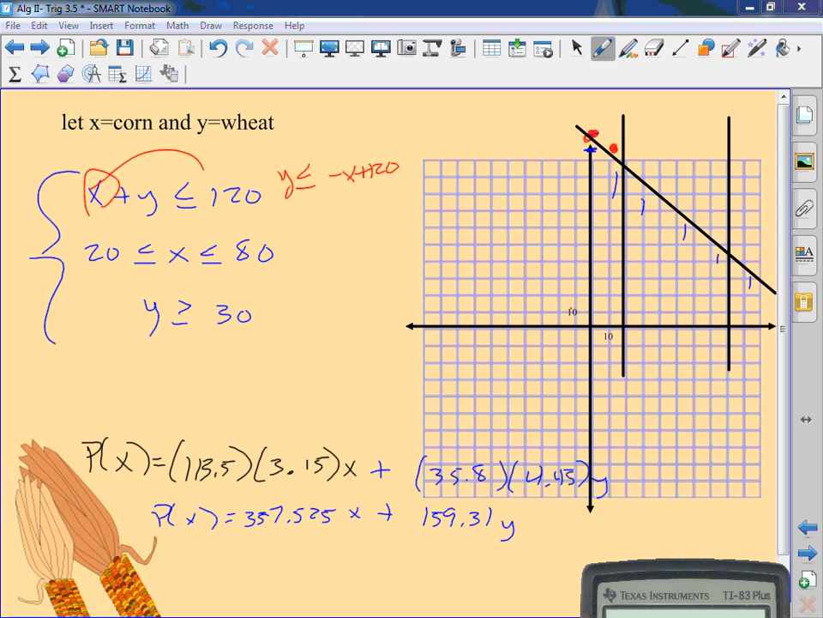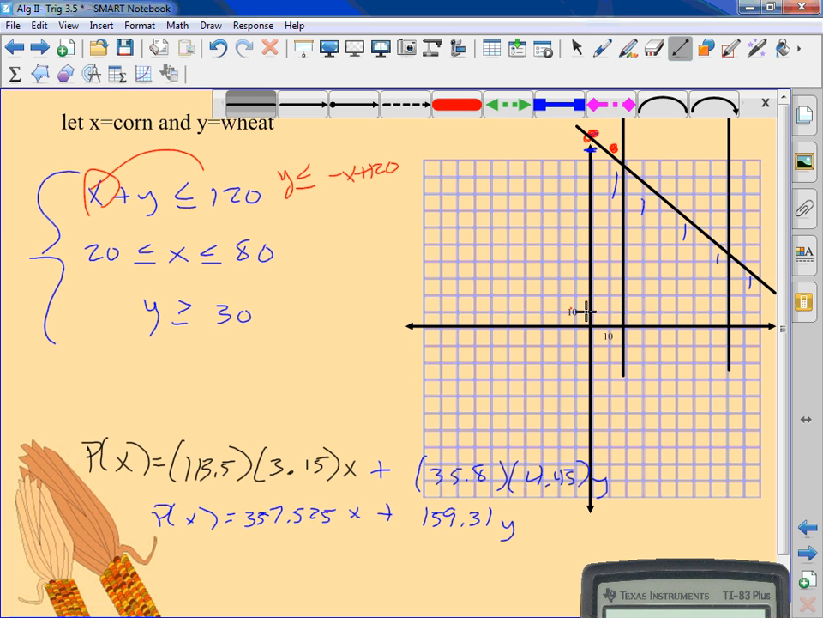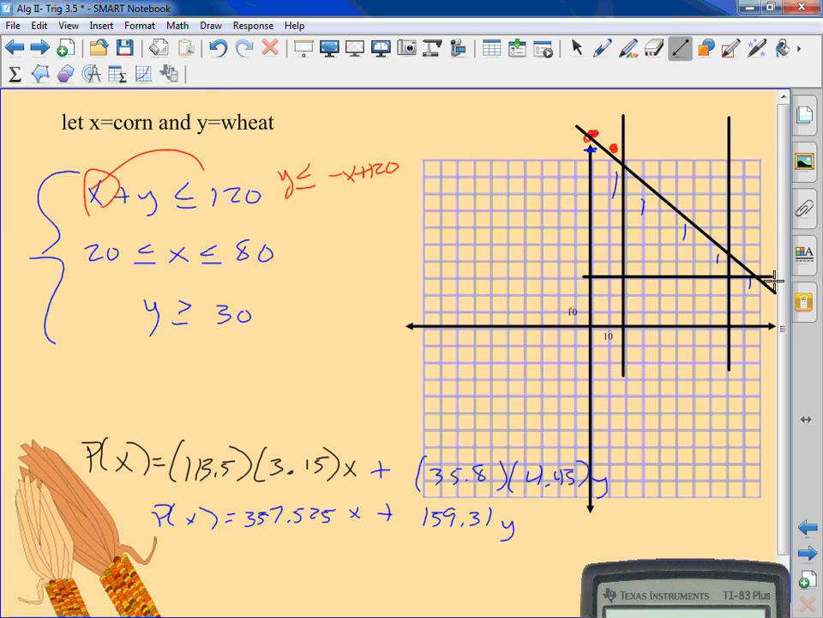Okay, I have my two vertical lines. I have one line left. What type of line is y greater than or equal to 30? It's a horizontal line that goes straight through 30. 10, 20, 30. There's my line.